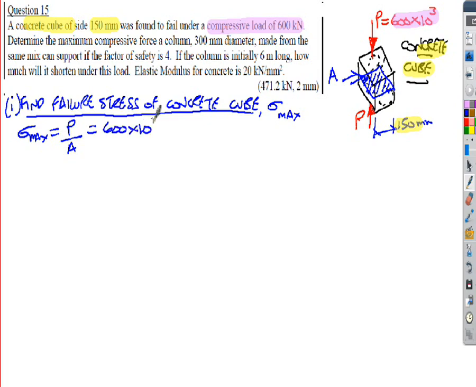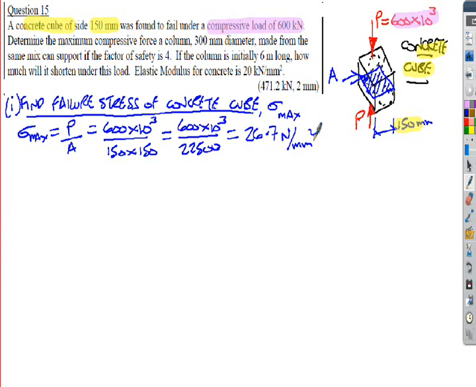So we applied that force to the concrete cube and it crumbled. And the area will simply be 150 squared. We're talking area here, so it's 150 by 150 millimeters. So, putting the numbers in, 600 multiplied by 10 to the 3, all divided by 150 times 150, which gave me a value of 22,500. That's a maximum allowable stress then of 26.6 recurring, so 26.7 newtons per millimeter squared.